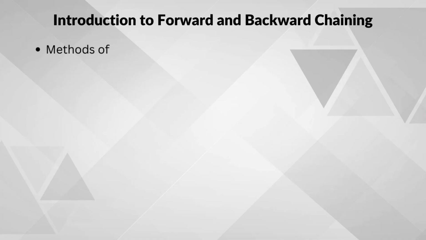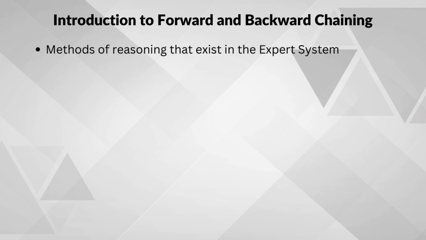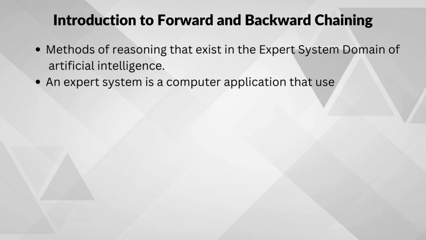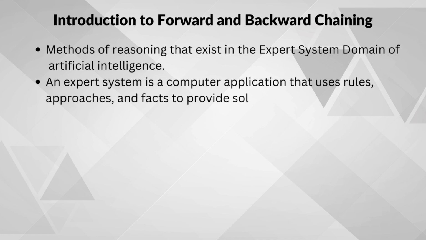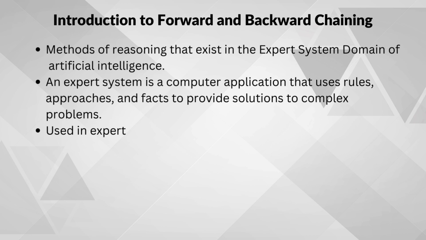Now, this might sound a bit fancy, but they are actually super cool ways that computers think and help us solve tricky problems. So, let us break it down in a way that is easy to understand. Think of forward chaining and backward chaining like two secret strategies that computers use in something called expert system. Imagine these expert systems as super smart computer friends that are really good at solving puzzles.